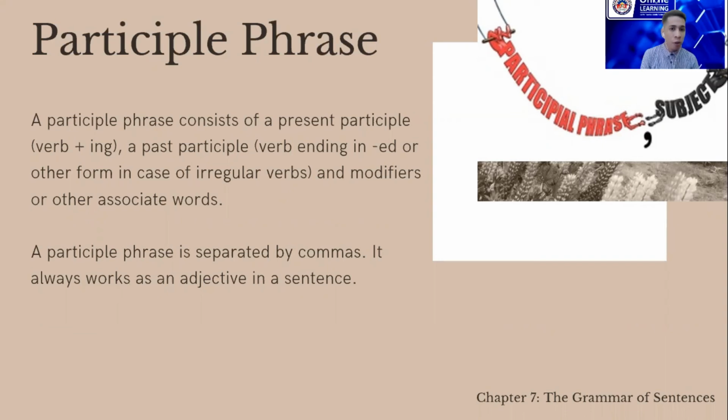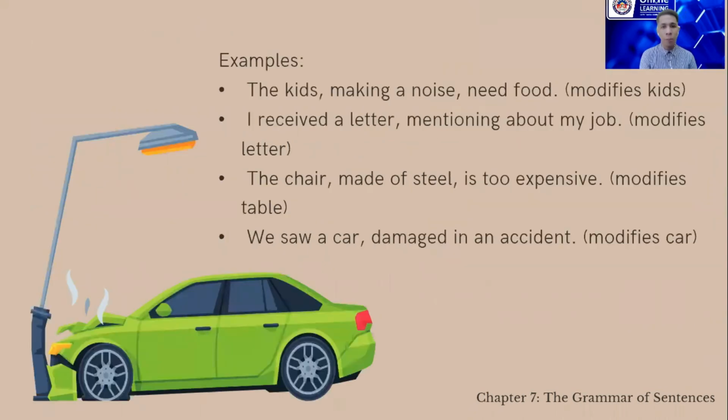So a past participle, verb ending in ed or other form in the case of irregular verbs. So this is what we call participle phrase. Sometimes you use this in past participle and in different areas of the tenses of the verb. Example, the kids making a noise need food. So that modifies the kids. So I received a letter mentioning about my job. So that modifies the letter you received.